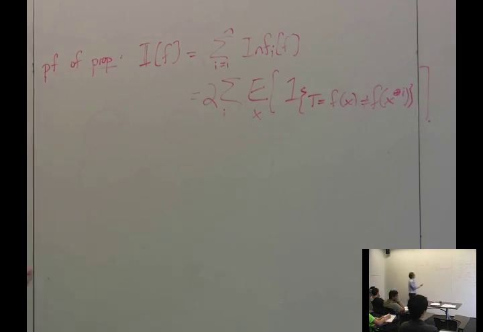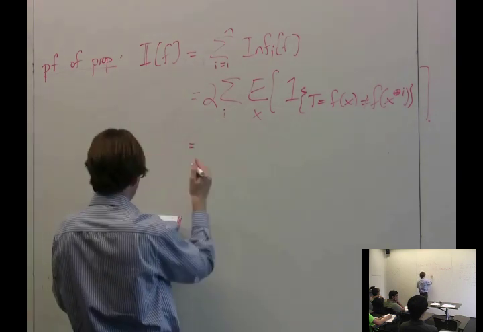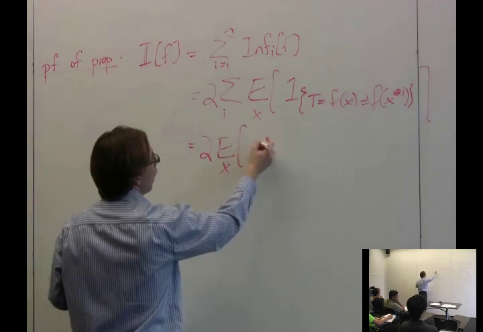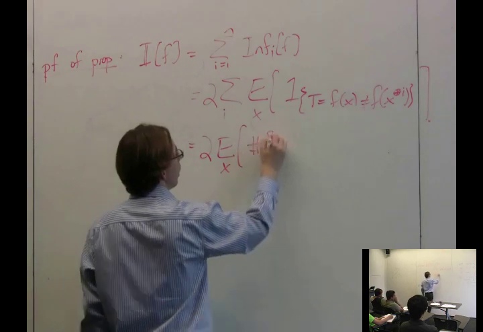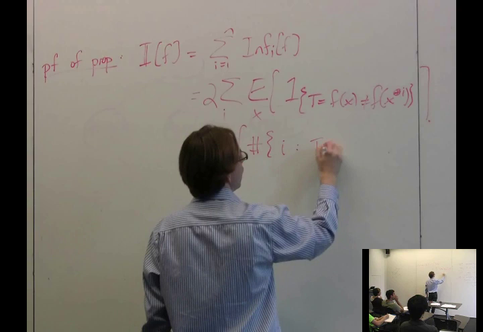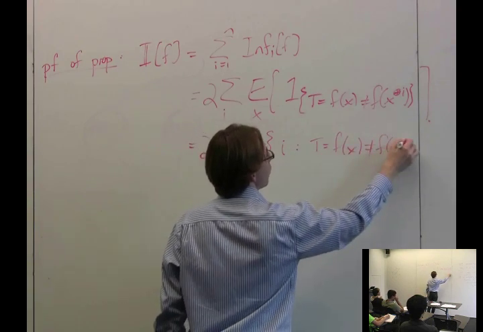Okay, and now I'll interchange these things. So I get 2 times the expectation over x of the sum of this over i. So that's equal to the number of coordinates i such that true equals f(x) does not equal f of x with the ith bit flipped.